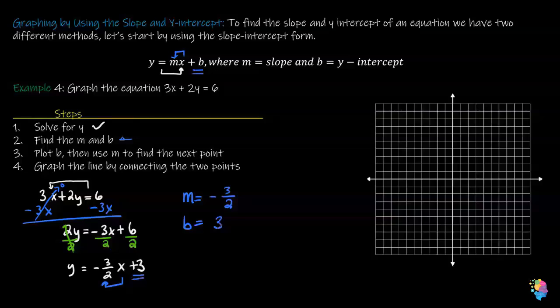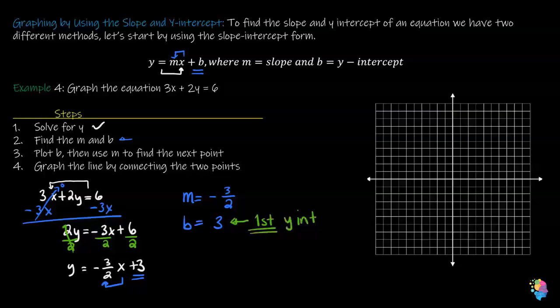Okay, we've completed step 2. We found m and b. Now we need to use them to graph. The way that we graph these, we always plot b first. The y-intercept always gets plotted first. So the y-intercept is 3.